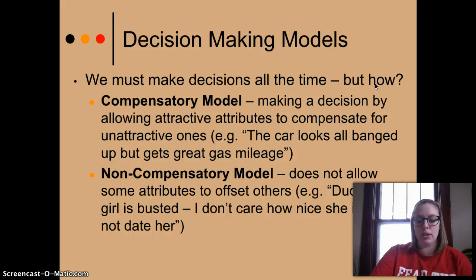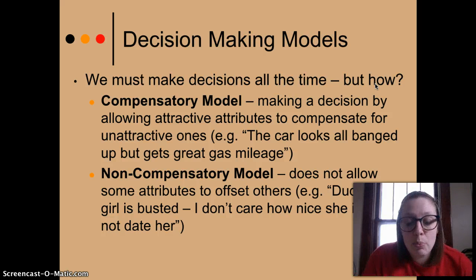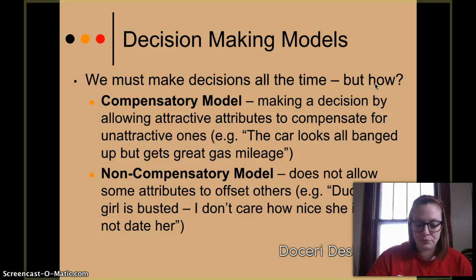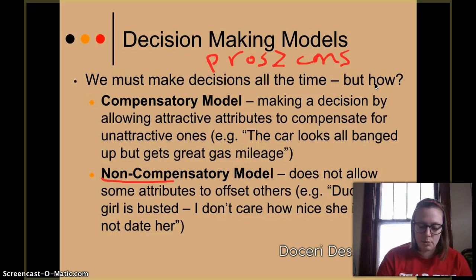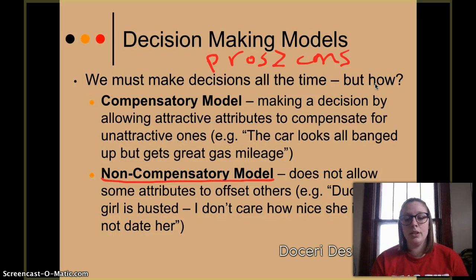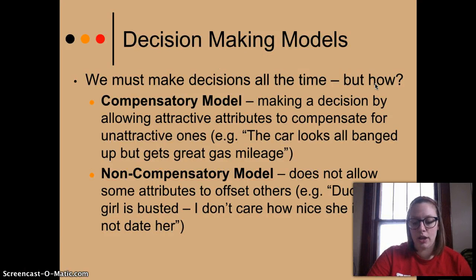All right, decision-making models. We got to make decisions all the time, but how do we do it? There's two different models really of how we do it. So there's the compensatory model where we make a decision by allowing attractive attributes to compensate for unattractive ones. The pros outweigh the cons, basically. And then there's the non-compensatory model where we just say, you know what, I'm sorry, dude, she's really pretty, she's really sweet, she's really smart, she's really intelligent, but I can't handle that laugh, so it's a pass on this date. Not going out with her.